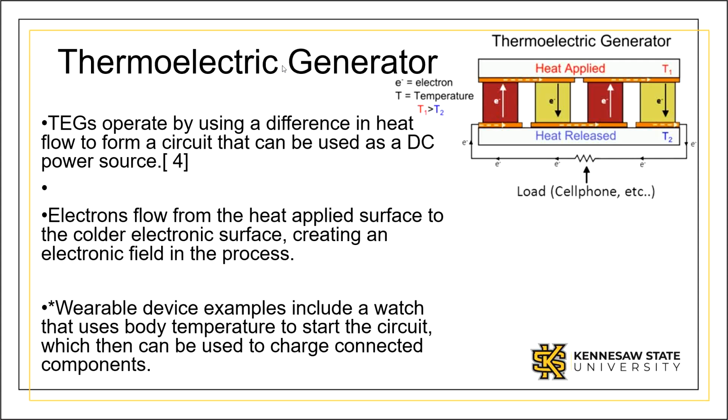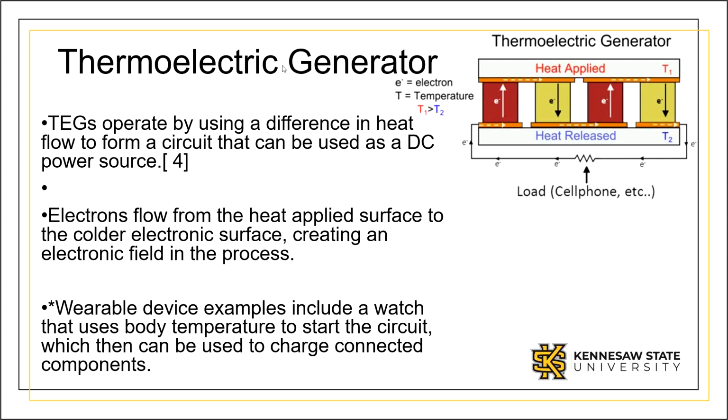Thermoelectric generators. Thermoelectric generators, or TEGs for short, operate by using a difference in heat flow to form a circuit that can be used as a DC power source. Electrons flow from the heat-applied surface to the colder electronic surface, creating an electric field in the process. And the power of this electric field is based solely on the difference in temperature between the hot side and the cold side.